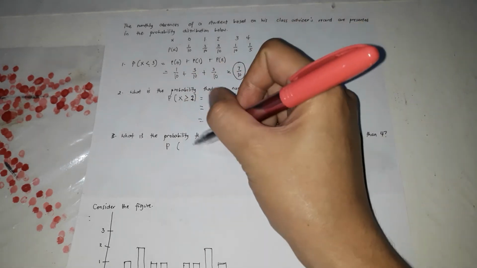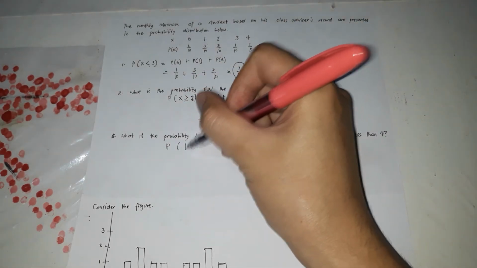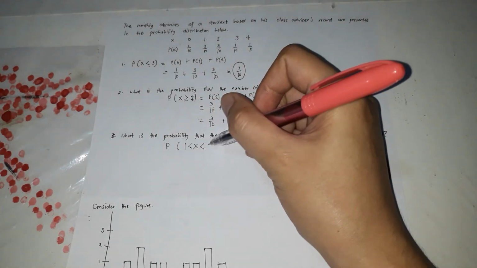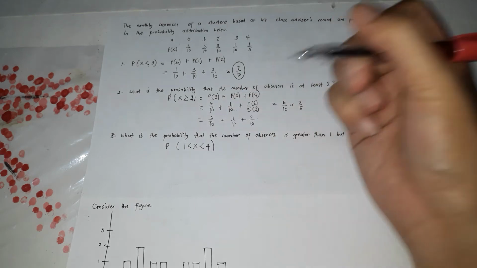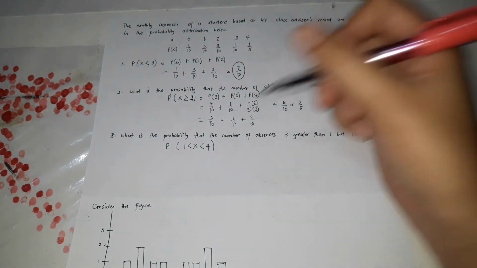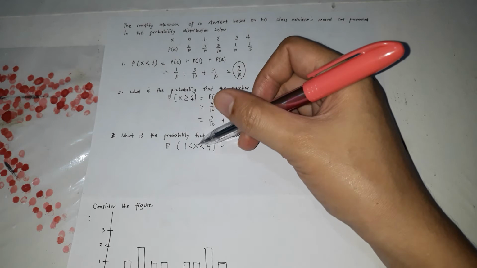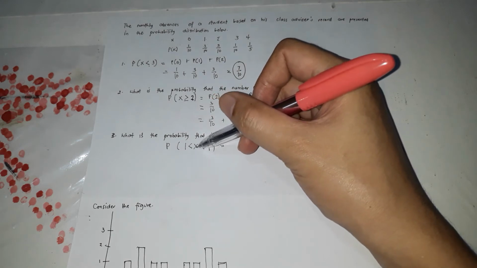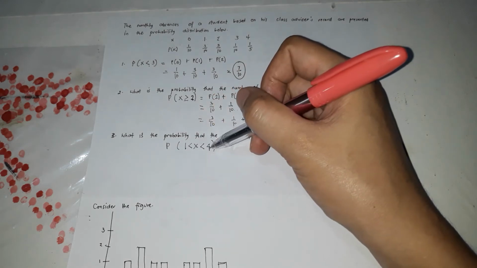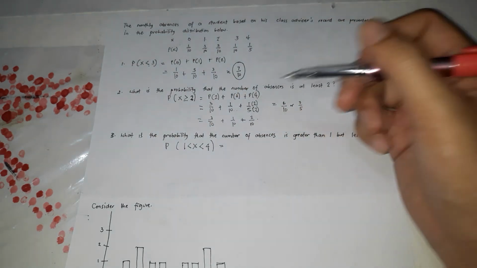Next, what is the probability that the number of absences is greater than 1 but less than 4? So in here, the probability is greater than 1. Ang x daw mas malaki sa 1 but less than 4, pero mas maliit sa 4. So this is now the probability symbol, the P, ang x mas malaki sa 1 pero mas maliit sa 4. So what are those values na mas malaki sa 1 pero mas maliit sa 4?